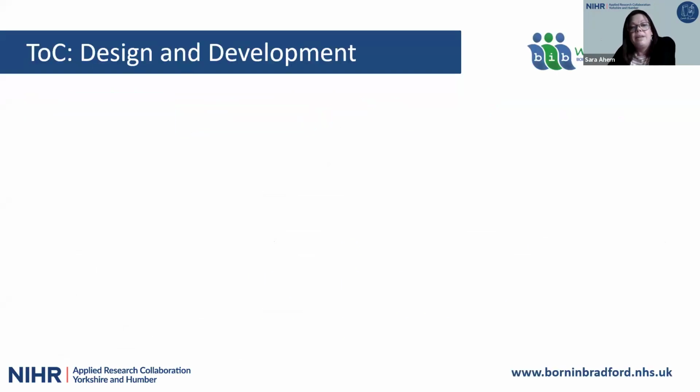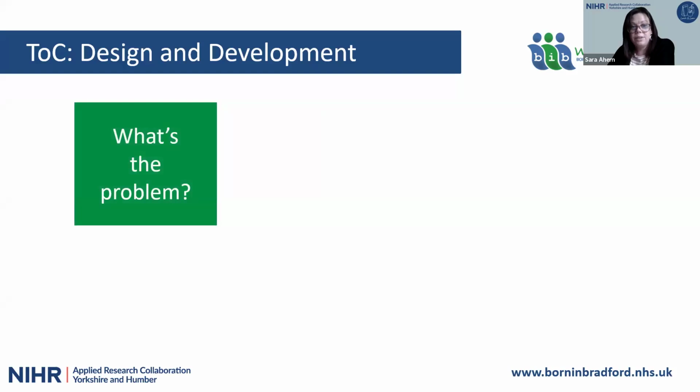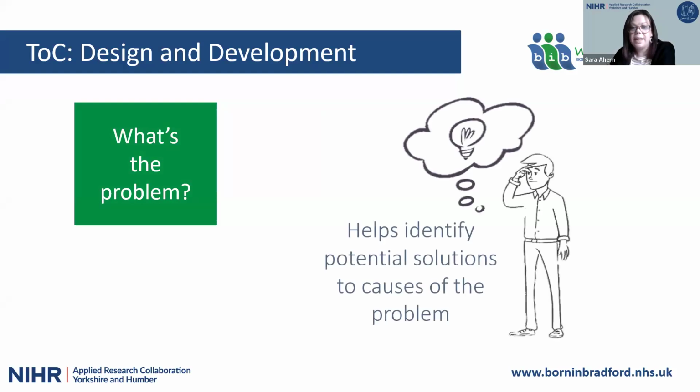So I think of a theory of change as a really strong tool for design and development of any work that we want to take forward. So I've already spoken about what's the problem. By really describing the current situation, the detail, the issues that we are experiencing or observing, it helps us to identify the potential solutions to that problem. So where can we intervene? What opportunities are there for us to do something, and with who?